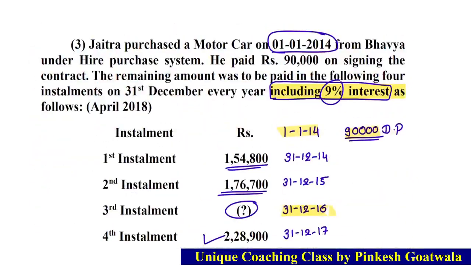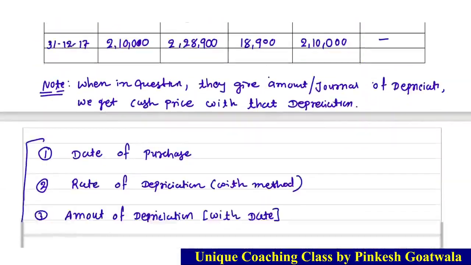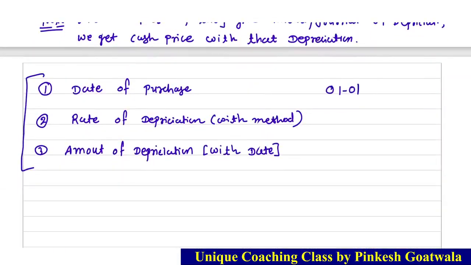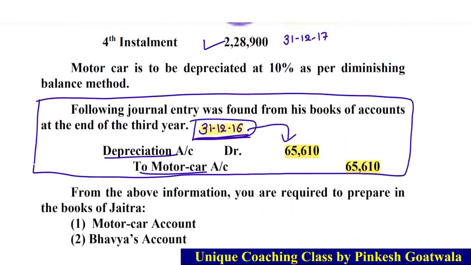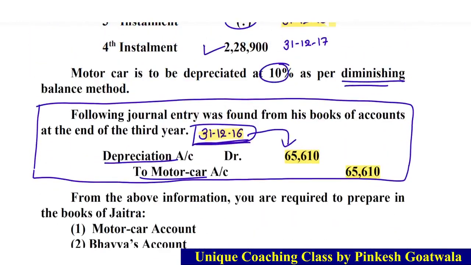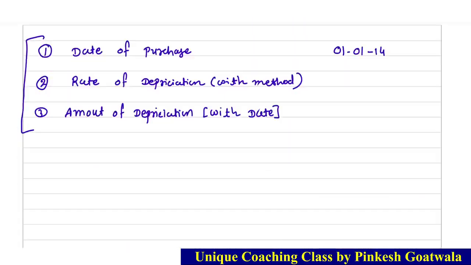So here our date of purchase is 1st 2014. Okay, 1/1/14. Then rate of depreciation and method. So here they told 10% diminishing balance method. 10% diminishing. Okay, ઘટતી જતી બાકી છે.